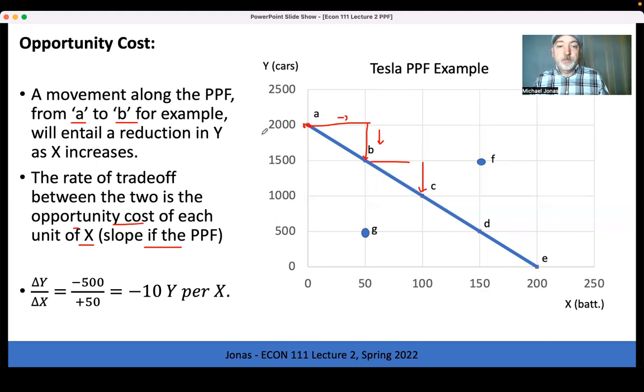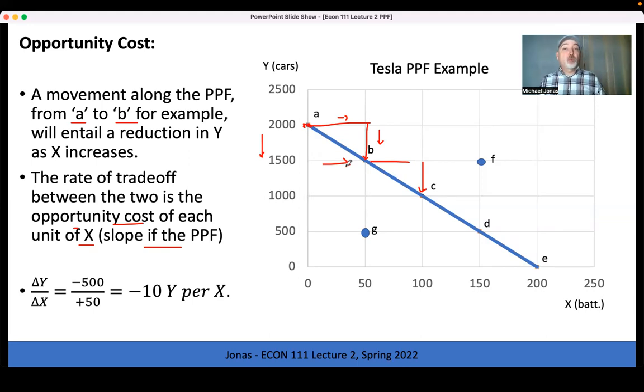That ratio is going to be a decrease of 500 units of Y for every 50 unit increase in X, or a slope of negative 10. Each unit of X costs you 10 units of Y.